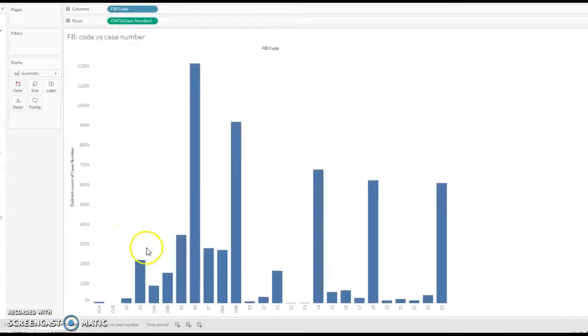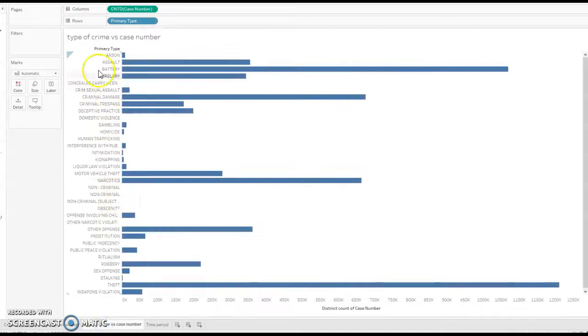Now we are going to plot the API code versus the case number, and we can see that for the API code 06, there are over a million cases. For some other codes there are not many cases, like for 01B there are only 22 cases. For code 12 there are only 1229 cases, and for code 13 there are 2570 cases.